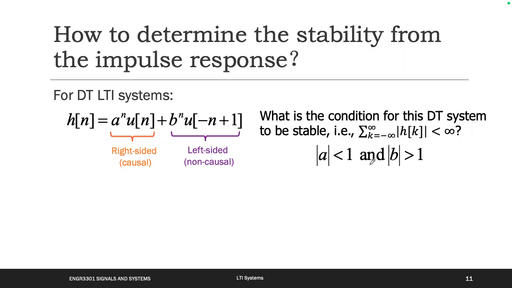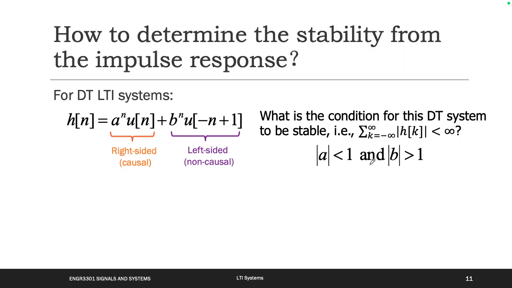You can see, if absolute A is smaller than 1, this part will converge to 0. That makes sense to you? And if B is greater than 1, this part will also converge to 0. Which means the sum of h[k] must be smaller than infinity, because of this. That makes sense to you?